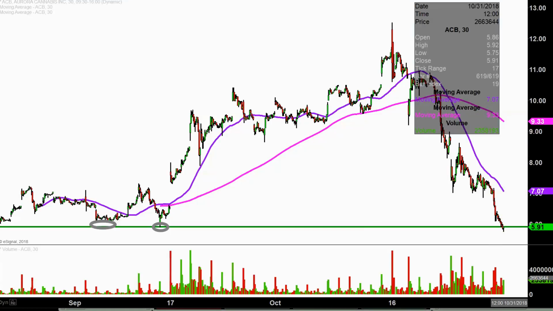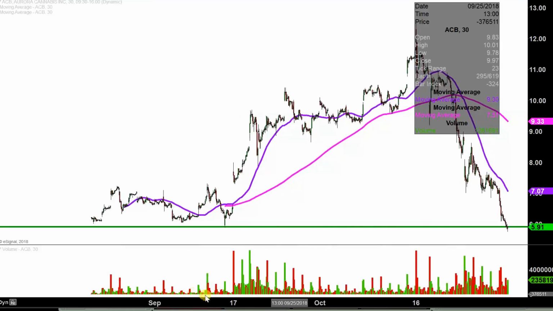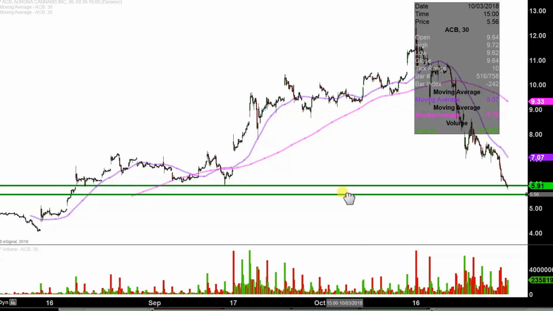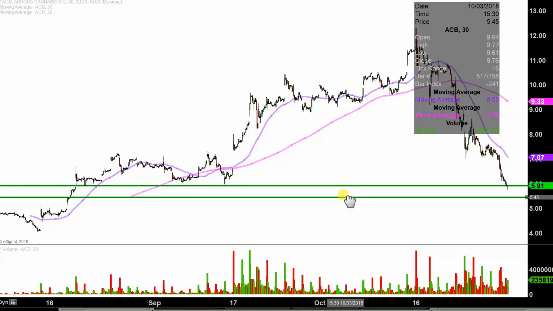Would it be shocking to see some sort of bounce? No, that would not be shocking at all. But again, no such thing as a guarantee in the market. In the event this current area cannot hold, next level of support to keep an eye on would be down here around $5.50. So again, ideally you want to see this 590 level hold, but if it doesn't, next level to keep an eye on would be down around $5.50.